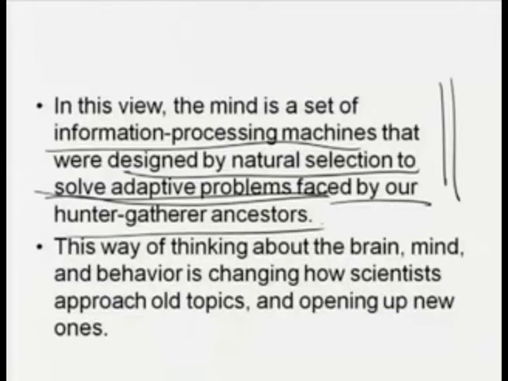So, evolutionary psychology is always the study of culture from the perspective of evolution. This is not something which is forward looking. In fact, you have a term for it. The analogy is reverse engineering, as in your engineering and technology, going back from the final product. So, we also try to understand the current mind that we have, the current design and structure of our brains and minds, by invoking the functions that these units performed in our evolutionary past. So, this way of thinking about the brain, mind and behavior, Tooby and Cosmides say, is changing how scientists approach old topics and opening up new ones.